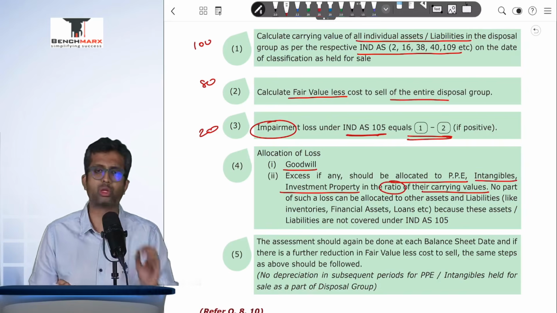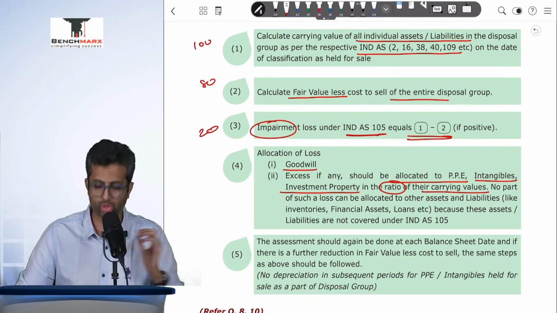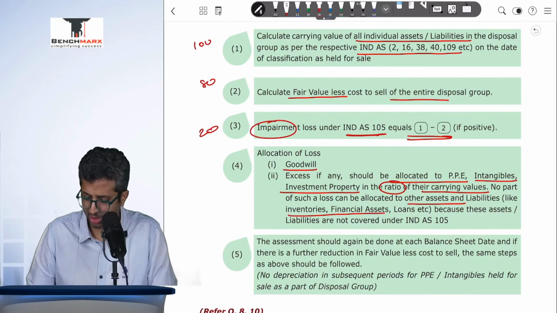Again, while you do this allocation, you should ensure that the value should not go below their individual fair value less cost to sell. No part of such loss can be allocated to other assets like inventories, financial assets, etc. because these assets are not covered by Ind AS 105.